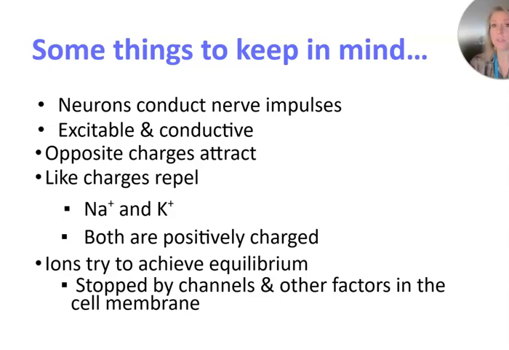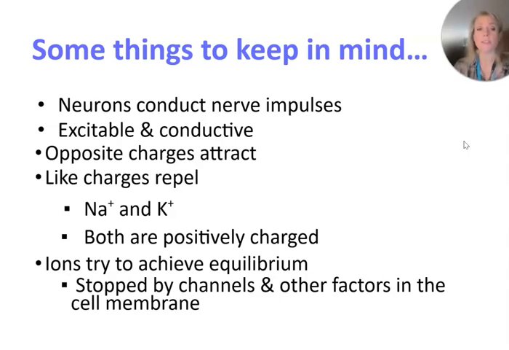It's also important to realize this because the two main ions that are going to play a role in the workings of a neuron are both cations. They're both positively charged, both sodium and potassium. So sodium is Na with a +1 charge, while potassium is K with a +1 charge.